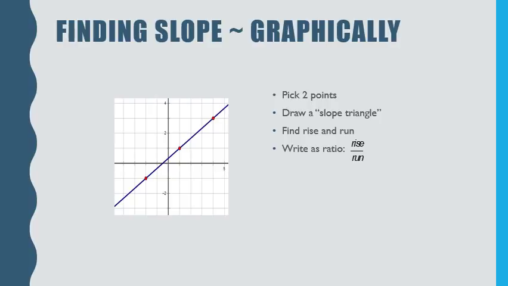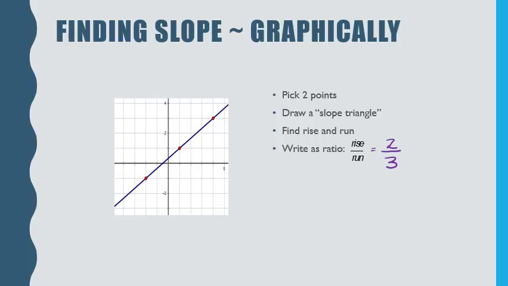My rise is up and down, and my run is across. So I start at 1 point. If I start here, I'm going to go in this direction 3 places positive, because it's going to the right, and then I'm going to go up 2 places. So my rise is 2, and my run is 3. So my slope is 2/3, and we're going to leave it that way.